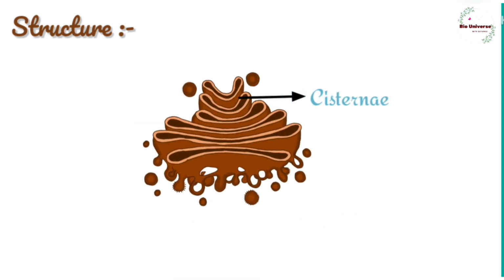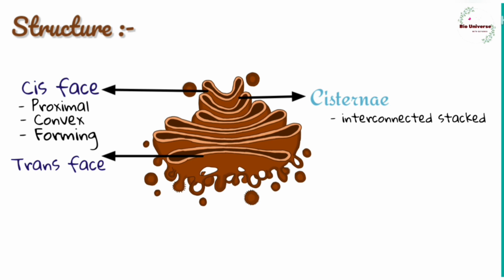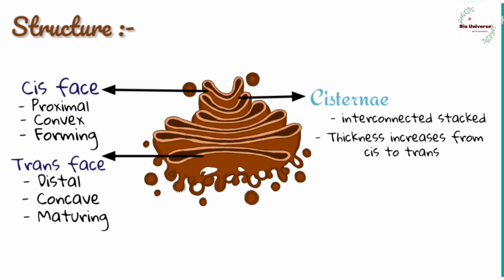Cisternae of Golgi are interconnected and stacked together to form what are called Golgi stacks. Each Golgi stack has 2 distinct faces, that is the CIS face and the trans face. CIS face is a proximal convex formative face, and trans face is a distal concave maturation face. Thickness of membranes of cisternae increases from the forming phase towards the maturing phase.